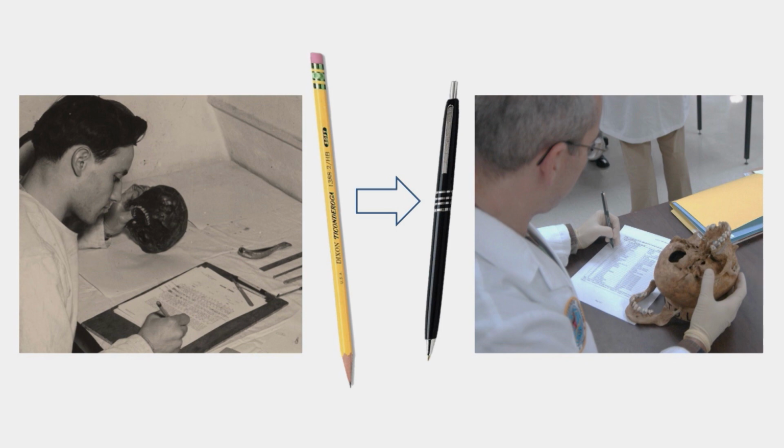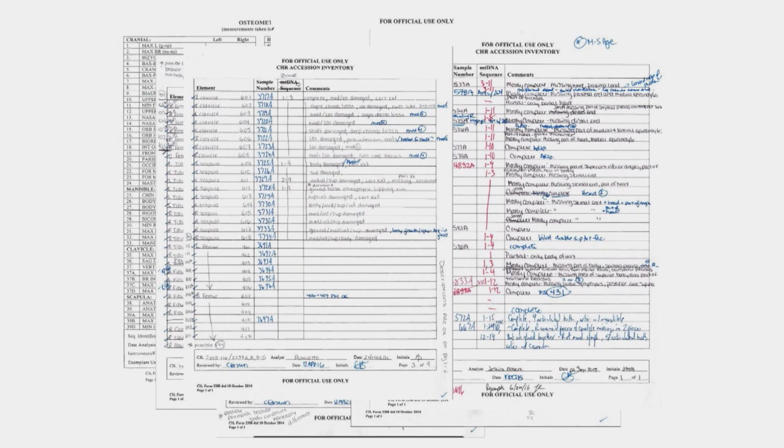Previously, since the 1950s, a lot of the anthropologists have used paper and pen. And we still continue to use paper and pen today. The only thing that's changed is we have moved from a pencil to a pen. So you can see not a lot has changed. And as part of that, we're trying to streamline the process.